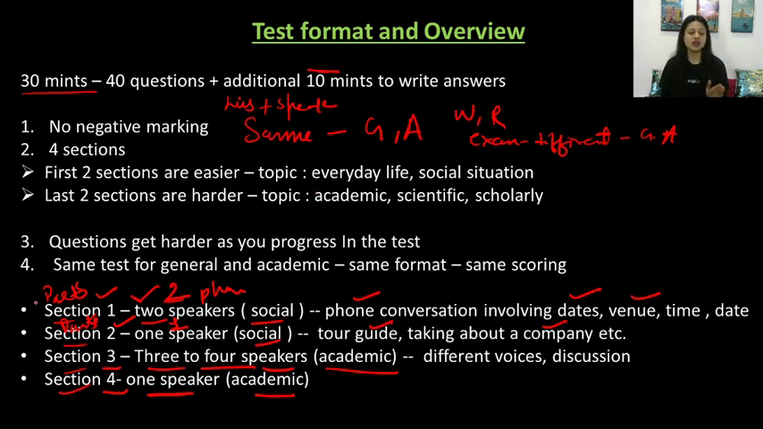As you move from recording number 1 to recording number 4, the difficulty level will increase, right? So 4 sections, no negative marking. The difficulty level of the recordings will increase. First 2 recordings on social topics, last 2 recordings on academic topics.